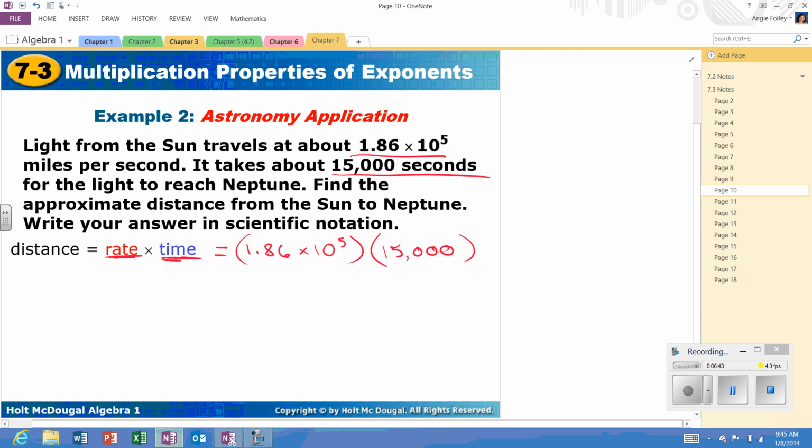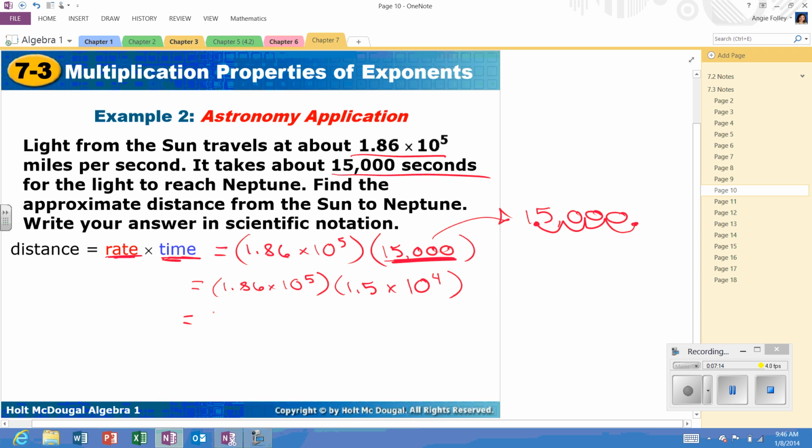Okay, we're going to rewrite this in scientific notation so that all the parts have scientific notation. So 1.86 times 10 to the 5th. We need to rewrite the 15,000 in scientific notation. Well, let's look. Where is our decimal place on this? It's over here, even though we're not writing it, and we're going to move it to the left. 1, 2, 3, 4. So it's going to be 1.5 times 10 to the 4th power. It's a positive 4 because the original number is bigger than 1.